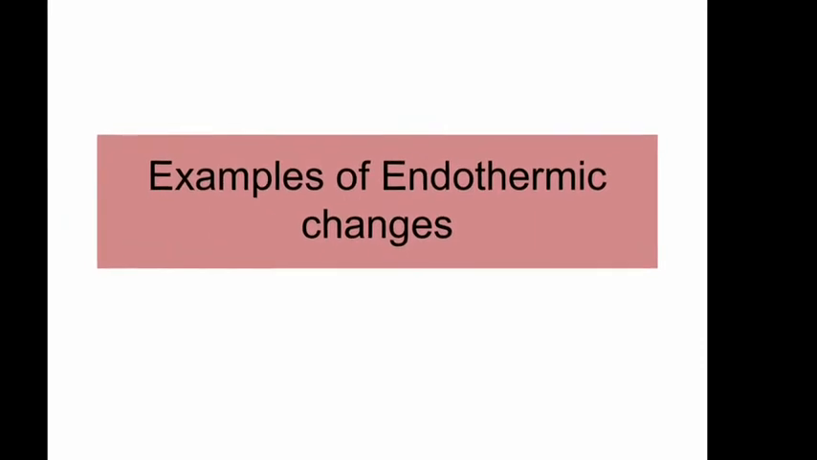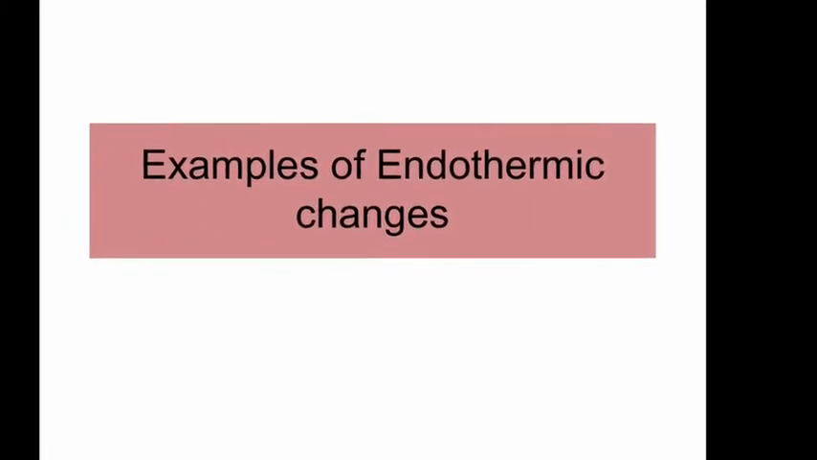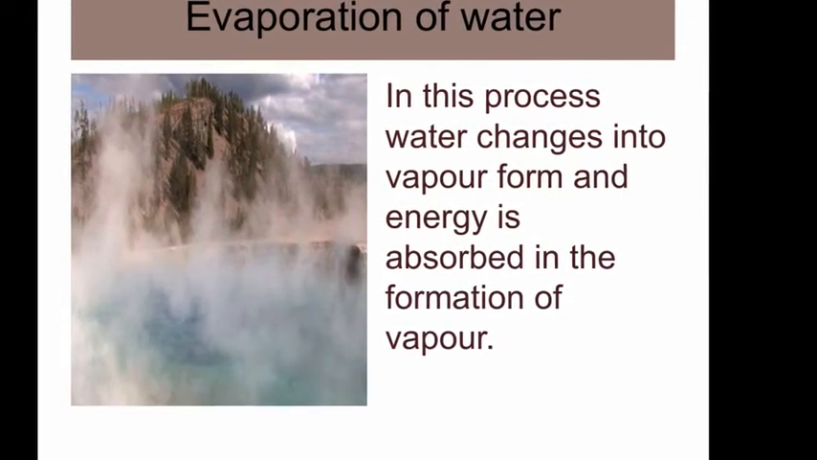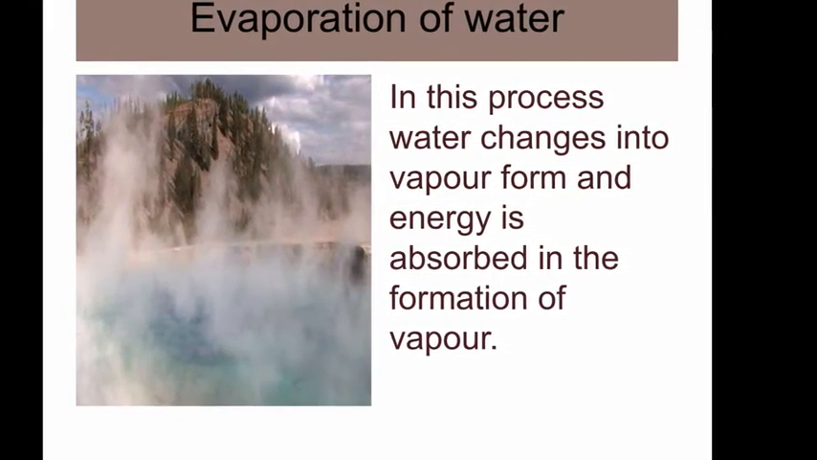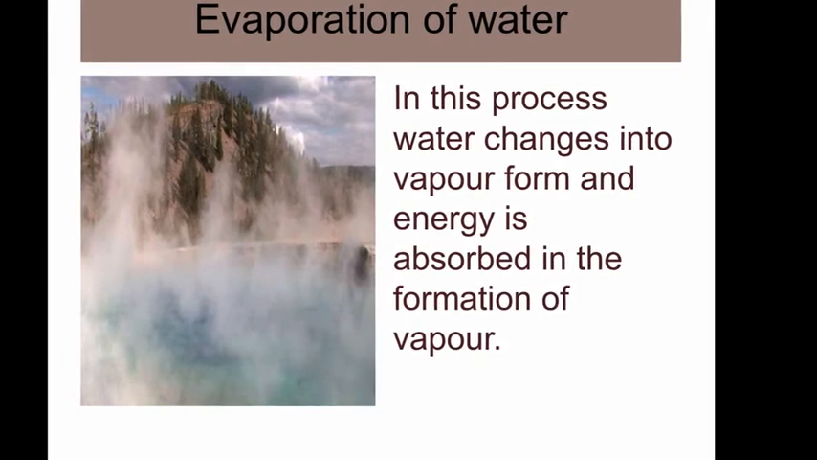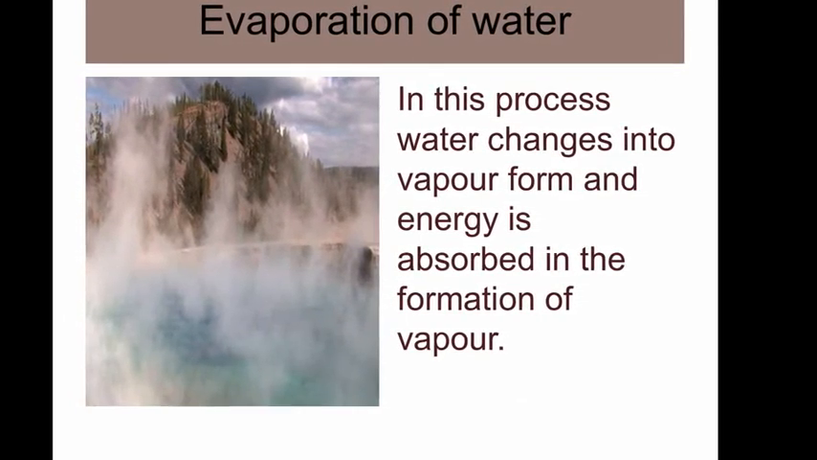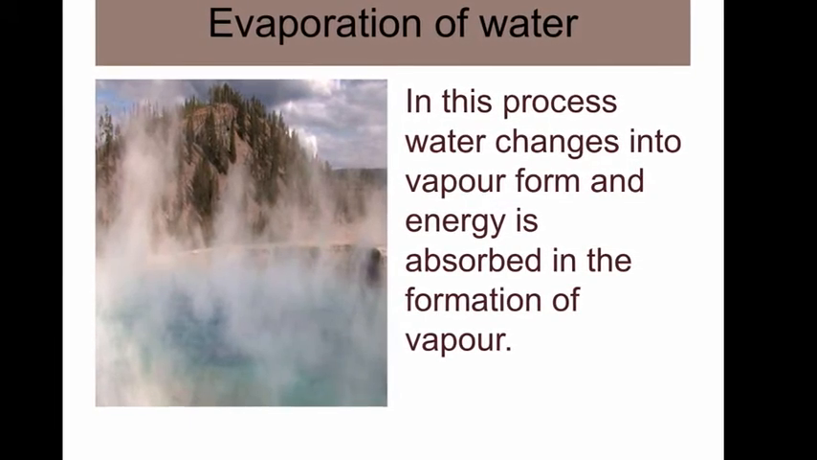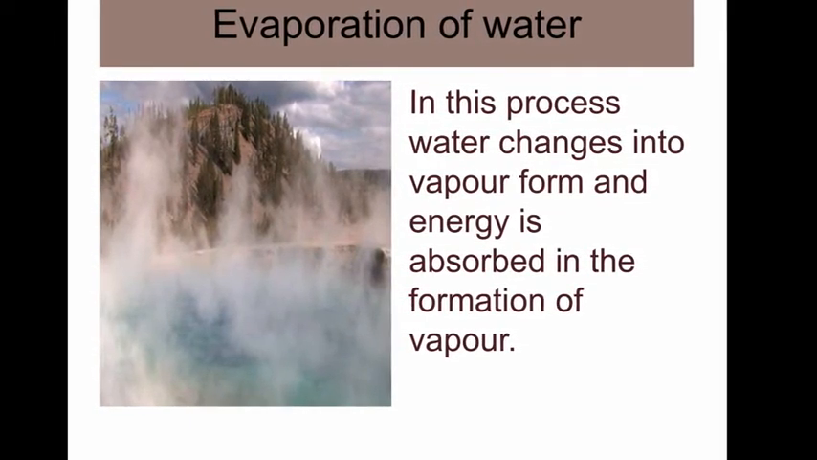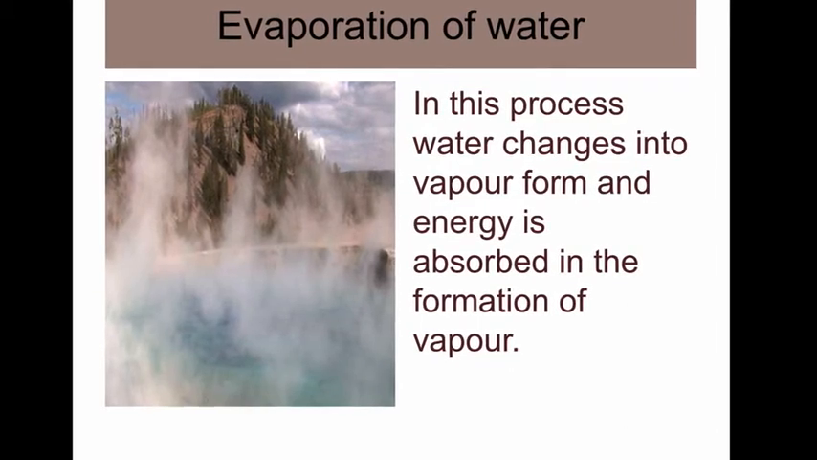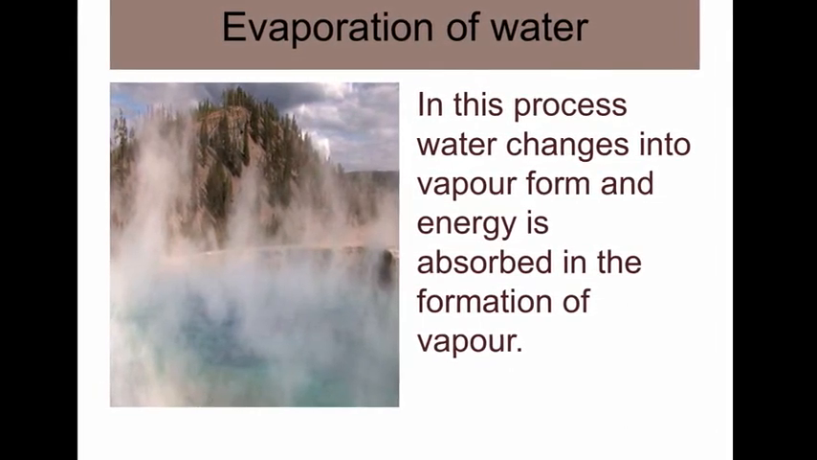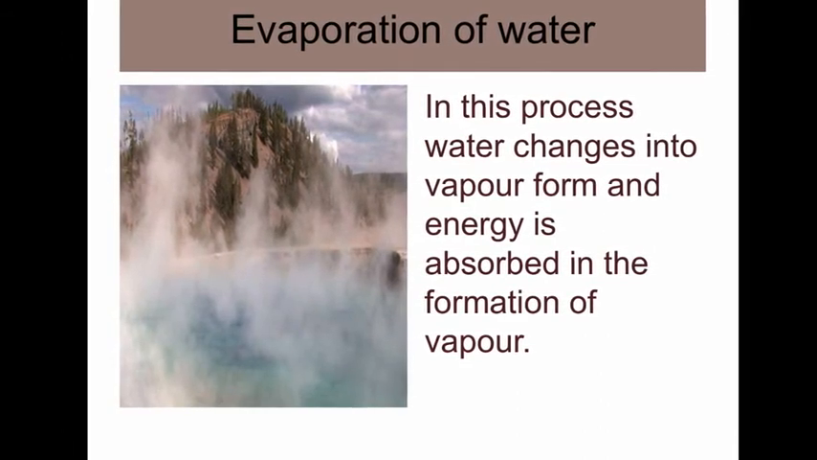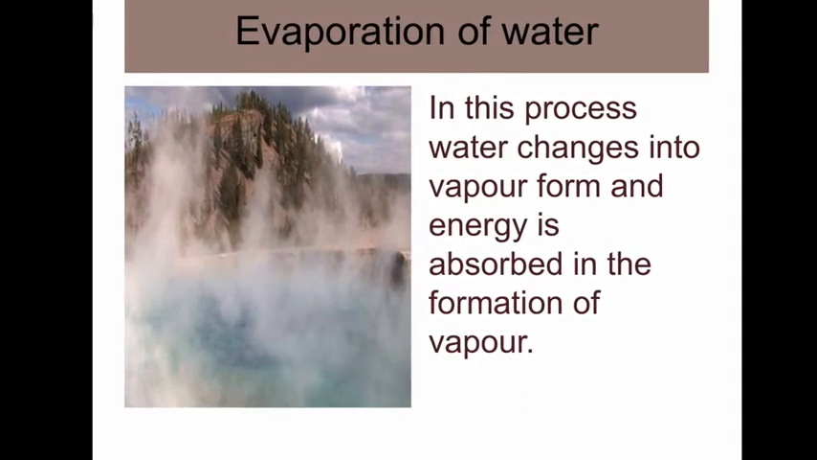Next are the examples of endothermic changes. The first one is the evaporation of water. You know very well that in the evaporation process, the water changes into vapor form and energy is absorbed. When energy is absorbed by a reactant for the formation of a product, that type of change is called an endothermic change. So the evaporation of water is also an endothermic change.